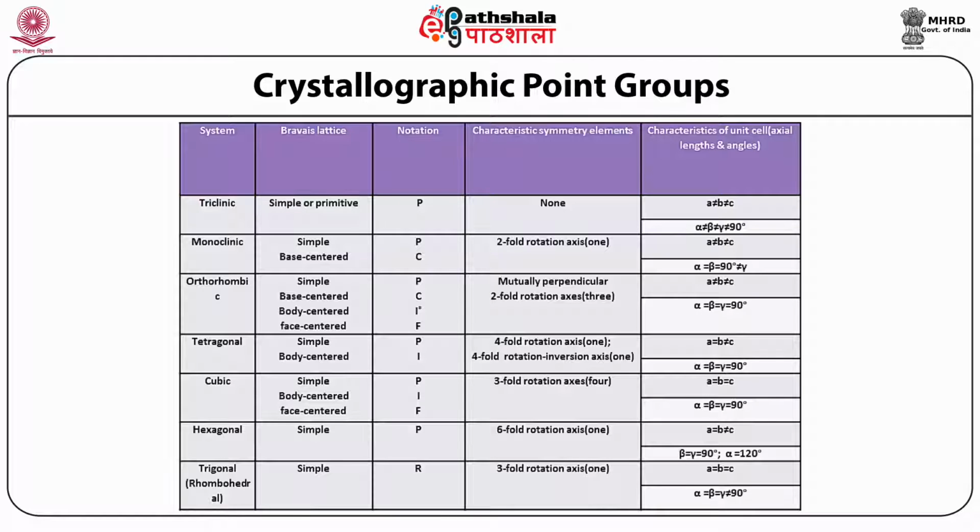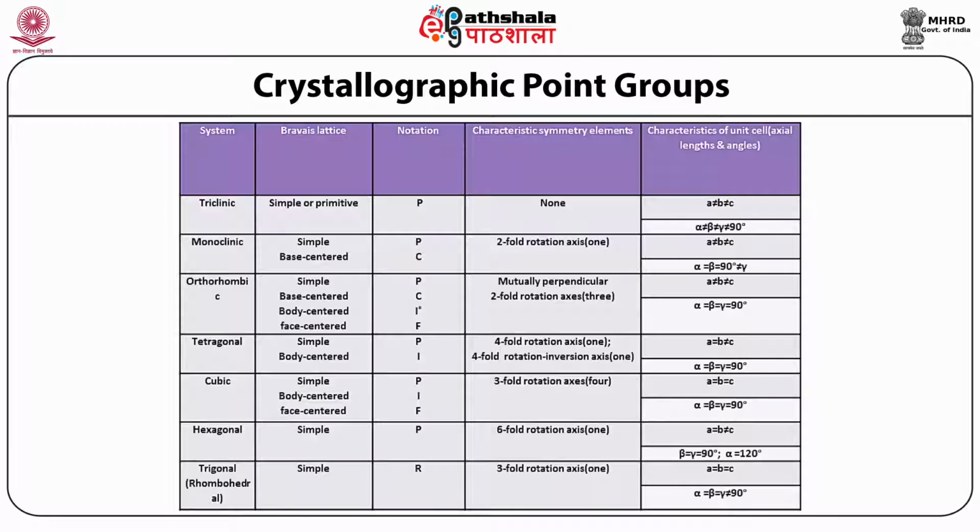It has 4 Bravais lattices: simple, base-centered, body-centered and face-centered. The simple Bravais lattice is represented by the notation capital P. The base-centered has the notation capital C. The body-centered is represented by the notation capital I. The face-centered has the notation capital F. The characteristic symmetry elements are mutually perpendicular 2-fold rotation axes, 3.